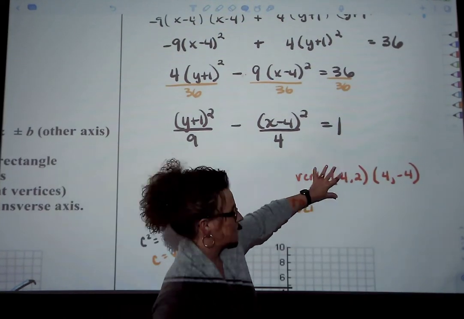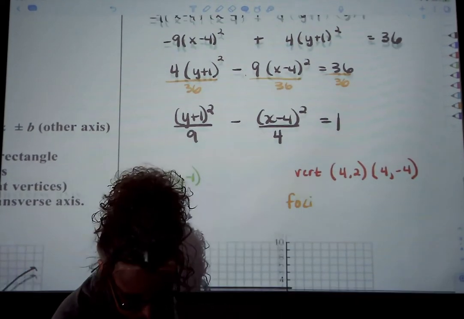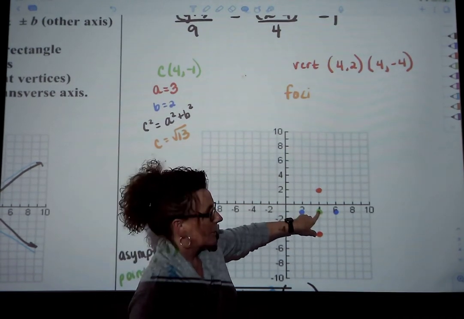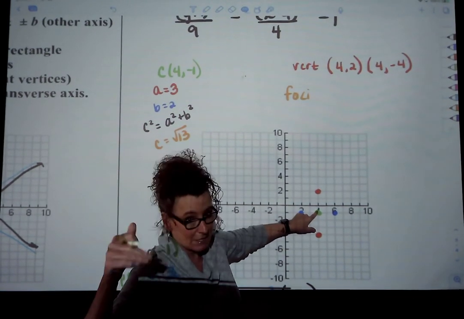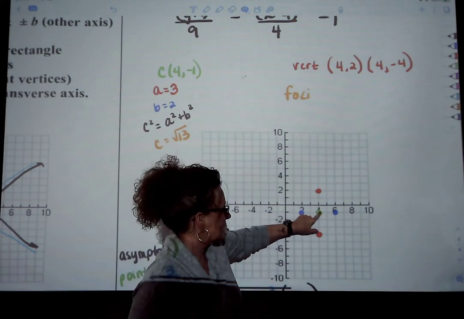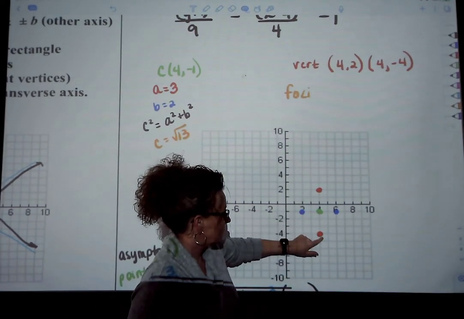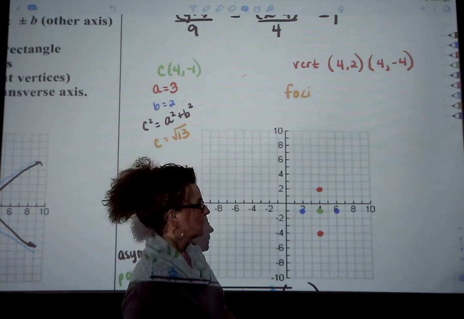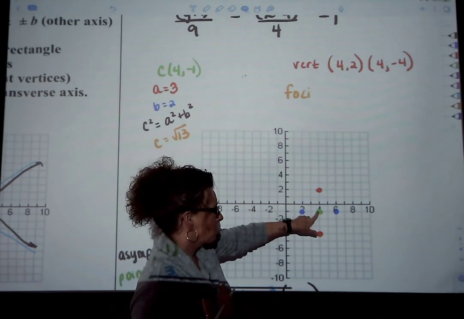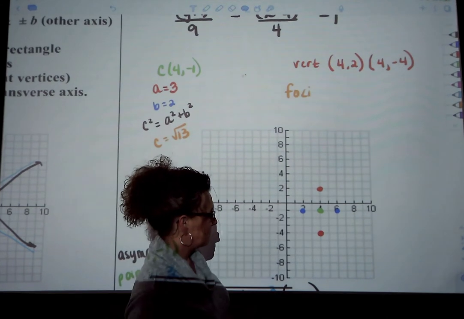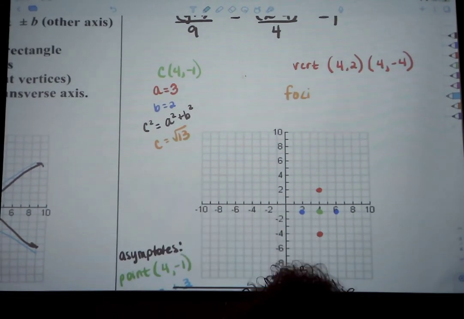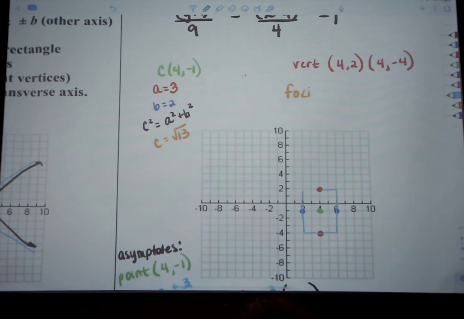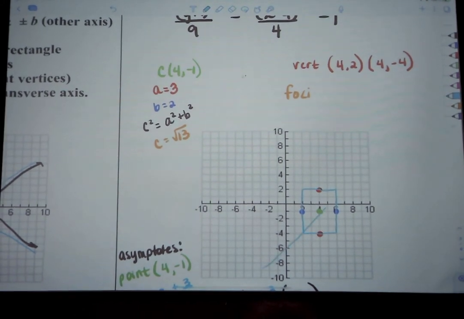Like, I didn't have the vertices yet. Hold on. I started graphing stuff. I graphed my center, 4 comma negative 1. And I walked out my A up and down. Remember, it opens up and down. So I walked out my A, 1, 2, 3, 1, 2, 3. What are those red points? I named them. I went ahead and walked out B, so I went in the other direction, so that we can make our little rectangle. Make the rectangle so I can draw my asymptotes.